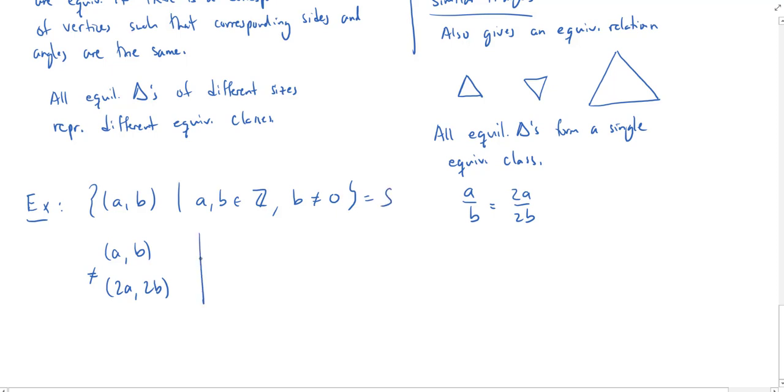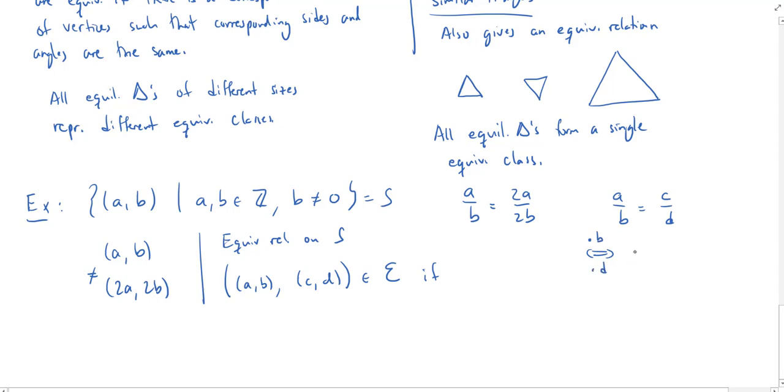So what is the equivalence relation? We want an equivalence relation on S. Let's say I have an A, B and a C, D. When are they going to be in our equivalence relation, which we'll just call E? What is it we want? We want to know when A over B equals C over D. If we multiply both sides by B and by D, this is equivalent to saying that A times D is equal to B times C. So that's going to be our condition.